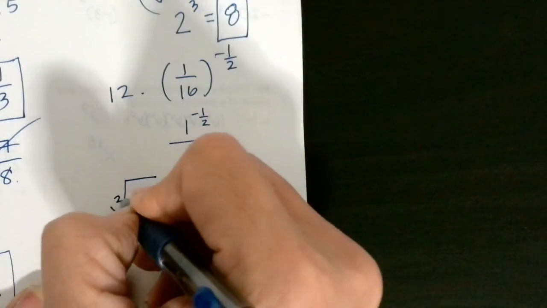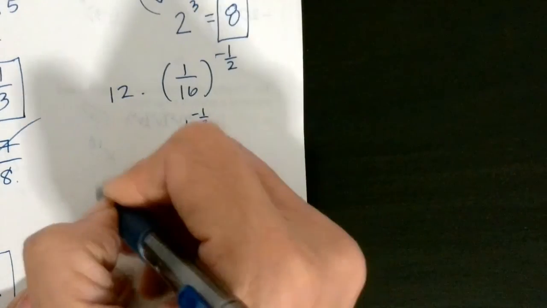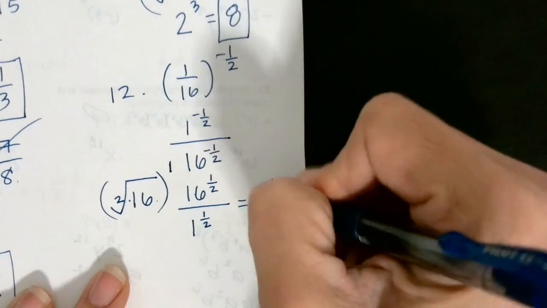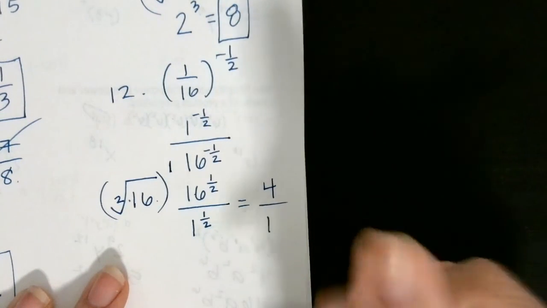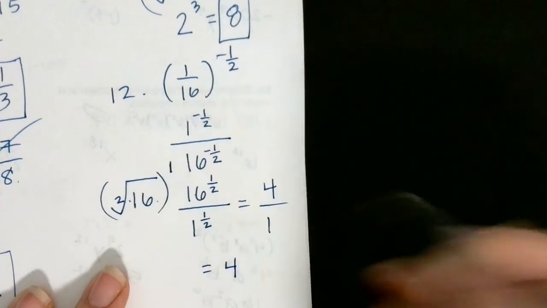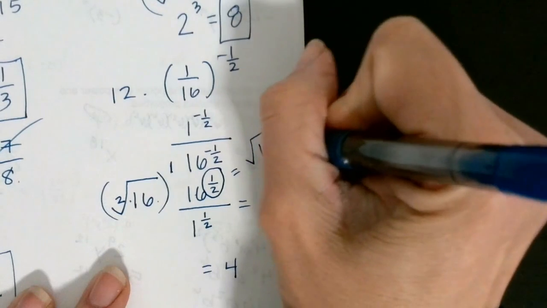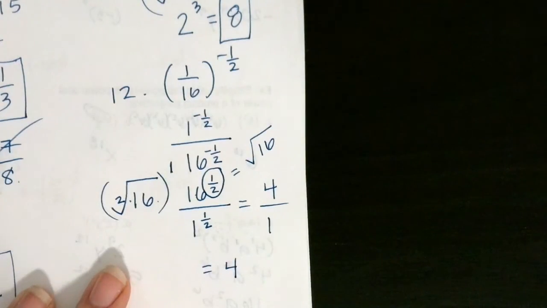So the root is 2. Yay, we love square roots. And the power is 1. What's the square root of 16? 4. Okay, so that's 4 over 1, which is just 4. You guys should know anything to the 1/2 power is a square root. Okay? Alrighty, that's it.